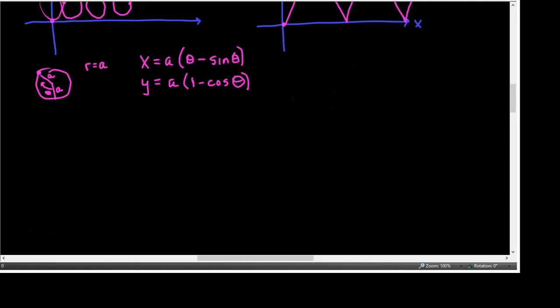this leads us to something that we could do with that, which is we could find the derivatives of those equations. X prime of theta would be A times the derivative of theta with respect to theta, which is 1, minus the derivative of sine of theta, which is cosine theta.